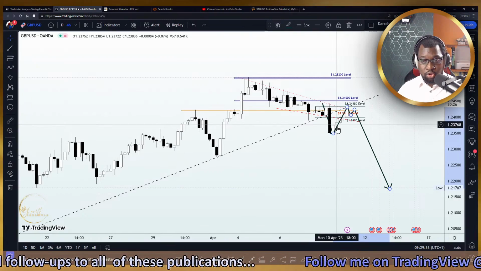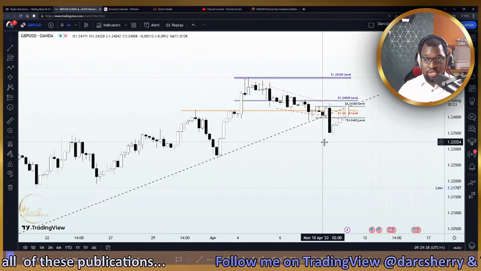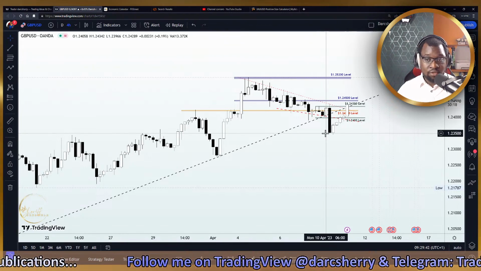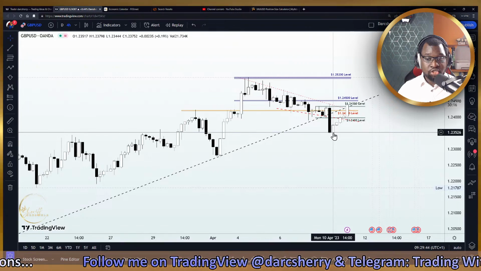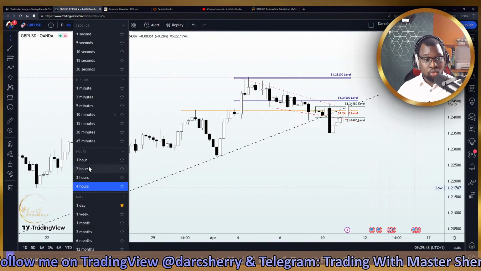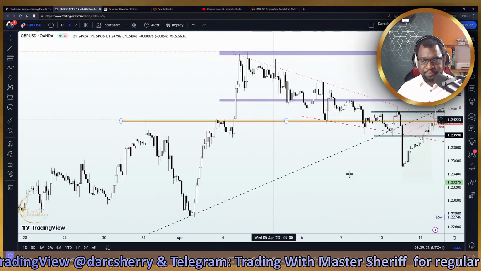This is what we are going to be looking at today, as we have been seeing buy pressure as soon as price got into that key structure at the 1.23500 level. We've been seeing buy pressure resume since the New York session yesterday. So let's scale down into the 1 hour time frame to see what is really happening in this market.